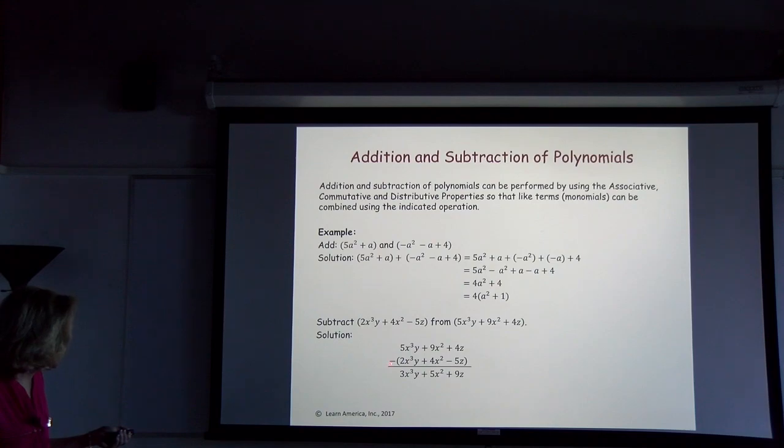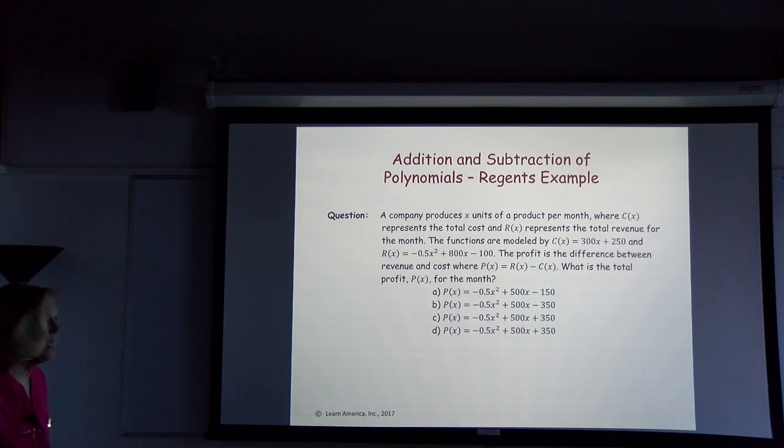9x squared minus 4x squared is 5x squared. 4z minus a negative 5z now turns to 4z plus 5z, which is 9z. Please remember that negative sign in front of everything. Okay, here is a Regents question.